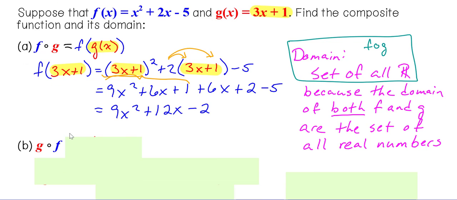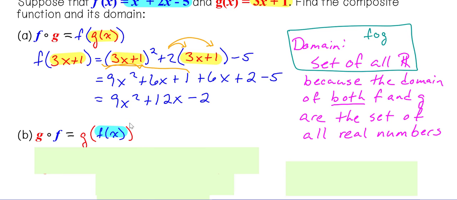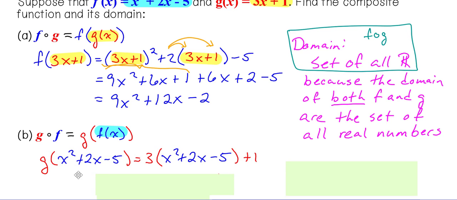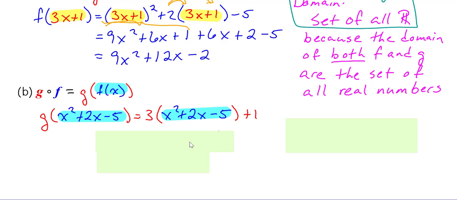So let's flip it. Let's do g composed with f. Same thing, except this time g is on the outside, f of x is on the inside. And what we will do now is replace f of x with x squared plus 2x minus 5 in the g of x, and now we're going to replace the x in the g of x function with x squared plus 2x minus 5.